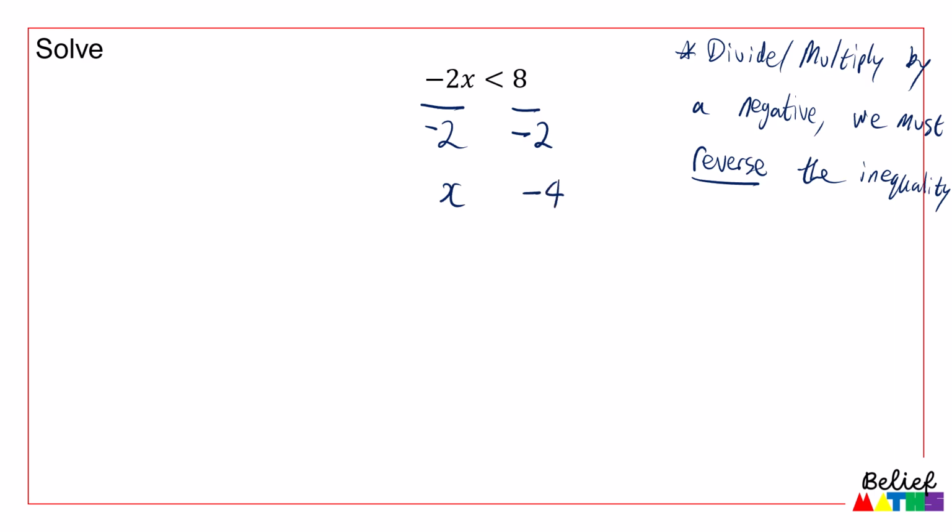But because we've divided by a negative, our sign changes from less than to greater than. So the key here to remember is if you divide or multiply by a negative, we must reverse the inequality. So our answer here is that x is greater than -4.